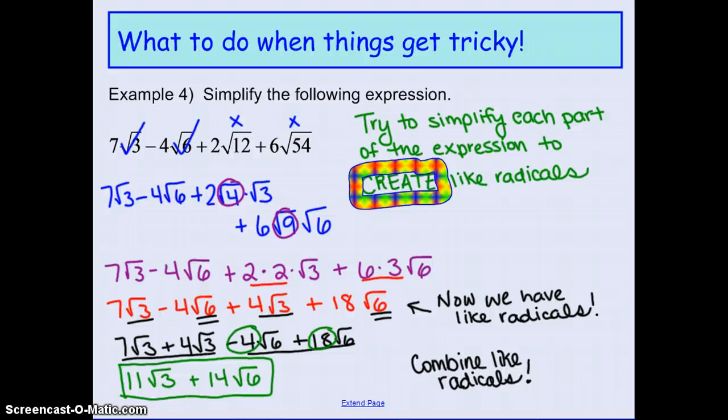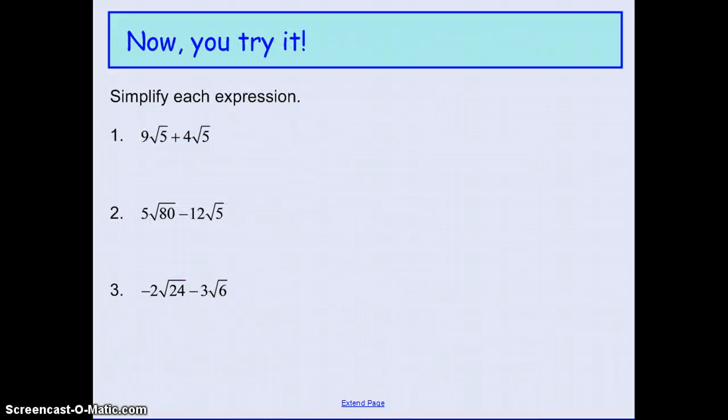Now, before we finish, it's time for you to try some of your own. So try these 3. Good luck with them, and I'll see you at our next class.